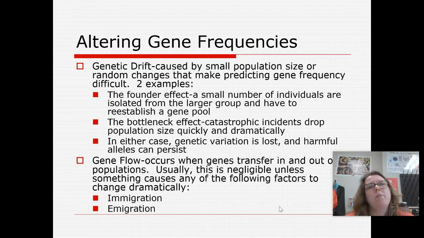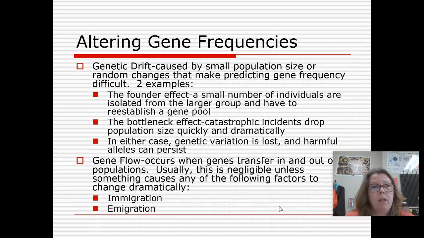But there are also some random changes that can make predicting gene frequency difficult. So for example, you can have a small number of individuals that get isolated from the larger group and they have to reestablish a gene pool. So their gene pool starts out small. For example, you have a flock of migrating birds. There's thousands of them, and maybe a small subset, say 20 to 50, gets blown off course and ends up someplace else, and they have to reestablish their gene pool. That's the founder effect.